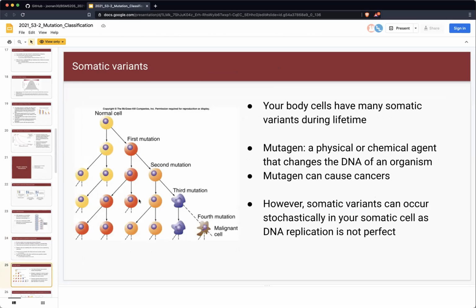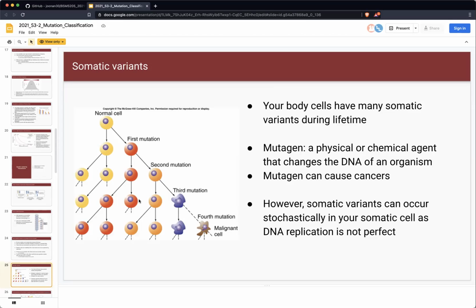Let's look at somatic variants first. We have lots of body cells in our body, so we have lots of chances of having somatic mutations during our lifetime. This is a natural process, and we have certain rates of mutation in our somatic cells, and we totally tolerate that situation.